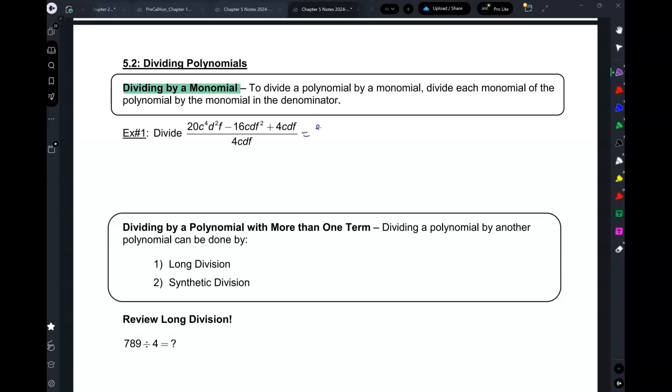So, the first one divided by this, minus the second one divided by this, plus the last one divided by this. You have to take the steps to do this. Don't do it in your mind. Write it out, write it out, write it out.